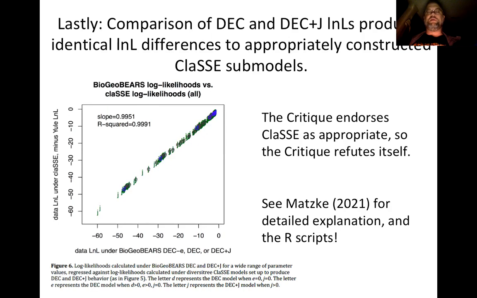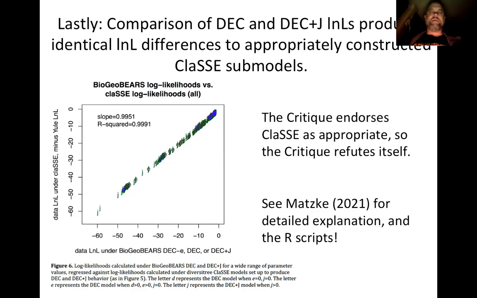I have a script in the critique, as well as this figure. We can do calculations of likelihoods under ClaSSE, basically using a submodel of ClaSSE to create the assumptions of the DEC or the DEC+J model. Then we can calculate likelihoods under DEC and DEC+J, and we get essentially perfect correlation between the log likelihoods.